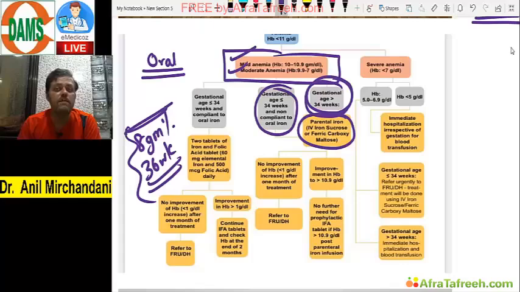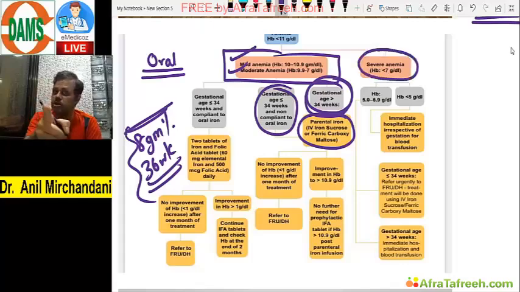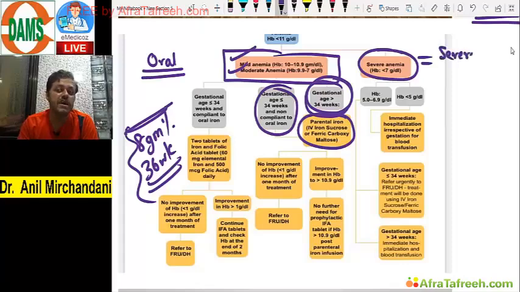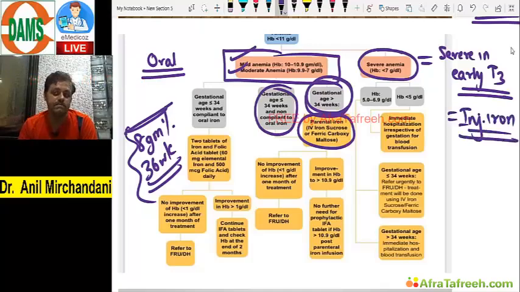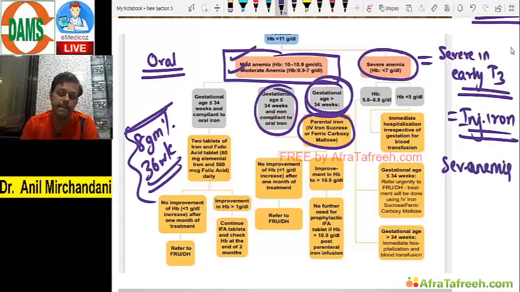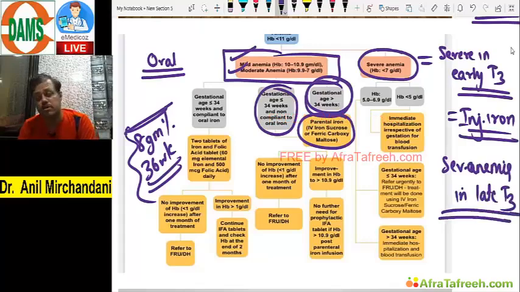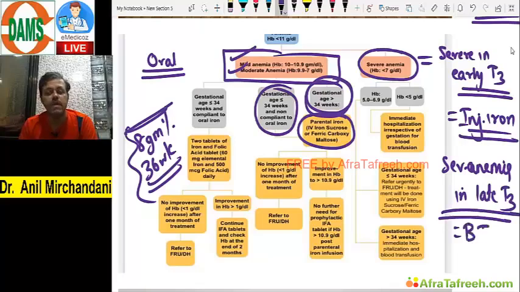What about a patient who has severe anemia? As I told you, severe anemia is less than 7 gram %. And I told you, severe anemia in early third trimester, you are supposed to give injectable iron therapy. What about severe anemia in late third trimester? That means 34 weeks beyond. You will have to give blood transfusion.